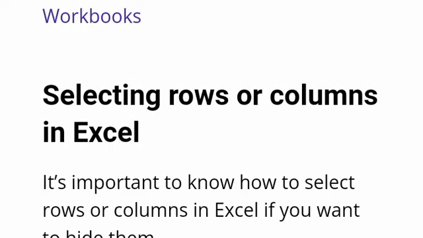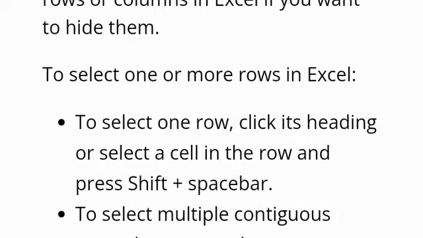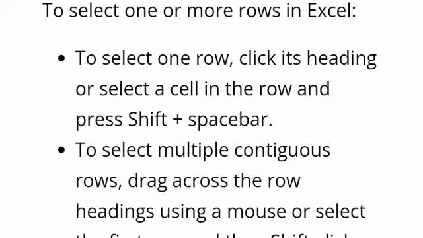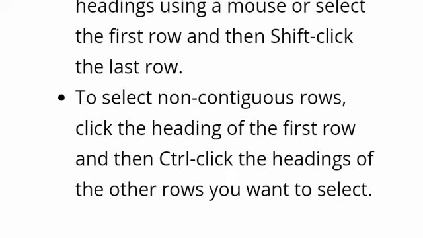Selecting rows or columns in Excel. It's important to know how to select rows or columns in Excel if you want to hide them. To select one or more rows in Excel: to select one row, click its heading or select a cell in the row and press Shift plus spacebar. To select multiple contiguous rows, drag across the row headings using a mouse, or select the first row and then Shift-click the last row. To select non-contiguous rows, click the heading of the first row and then Control-click the headings of the other rows you want to select.